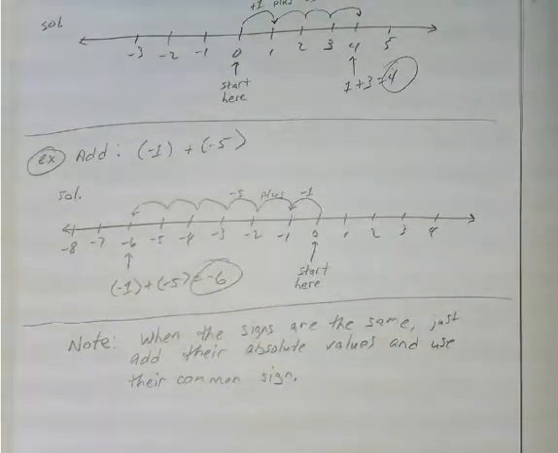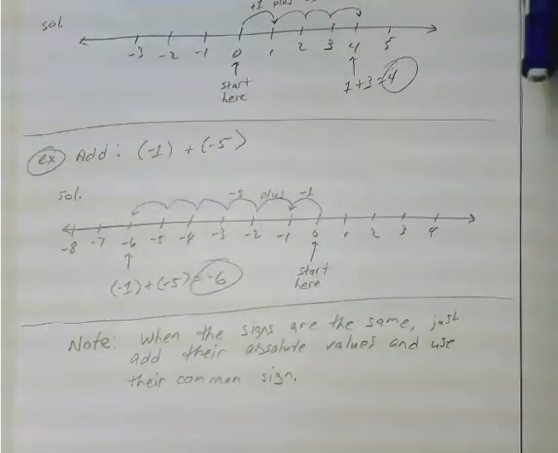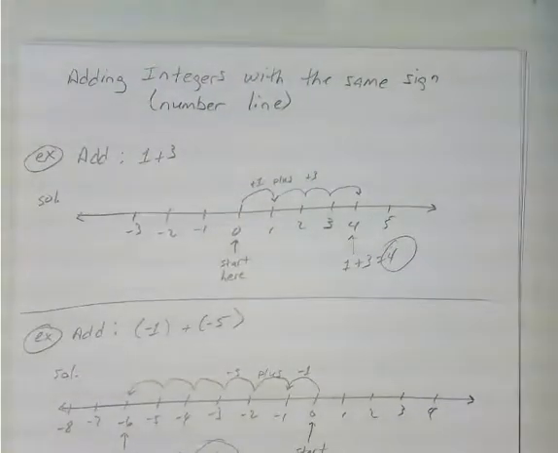Okay, so this way you won't have to worry about constantly using the number line, especially for your larger numbers. And I'll show you what I mean by their absolute value. And when the signs are the same, they're usually a lot easier.